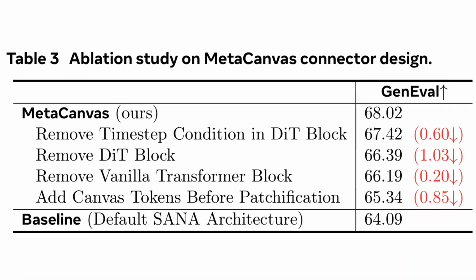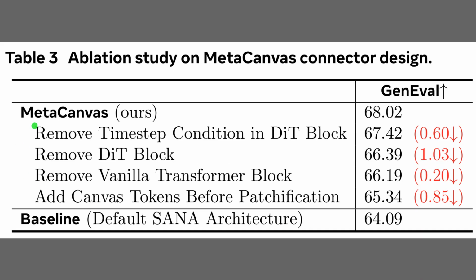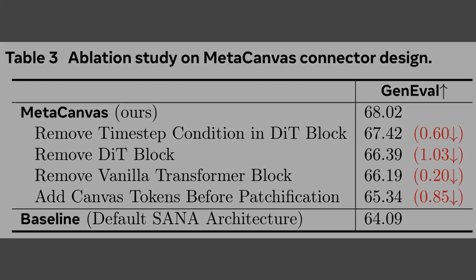Alright, the previous figure unpacked the connector blocks in detail, and Table 3 now shows which of those pieces actually matter for general eval performance. The full MetaCanvas design reaches about 68, clearly above the baseline around 64. Removing time-step conditioning, the diffusion transformer block, or the vanilla transformer block, each knocks performance down by around 0.6 to 1 point. Adding canvas tokens before patchification hurts even more, which confirms that late fusion in latent space is crucial.